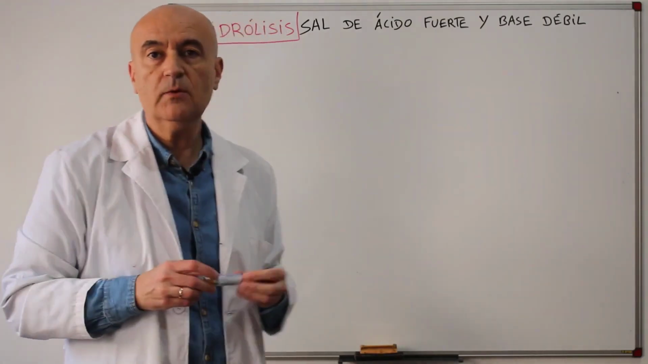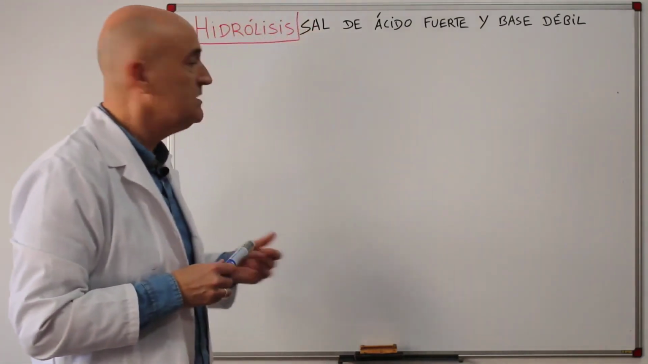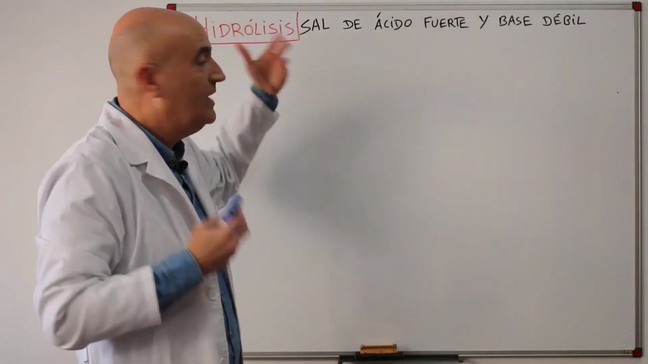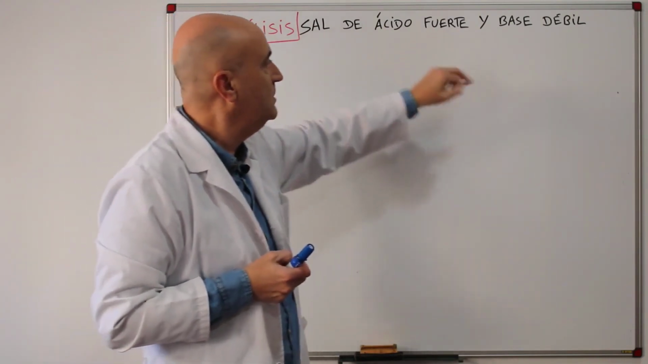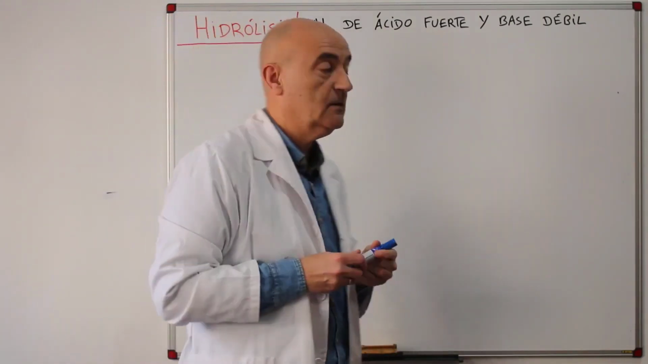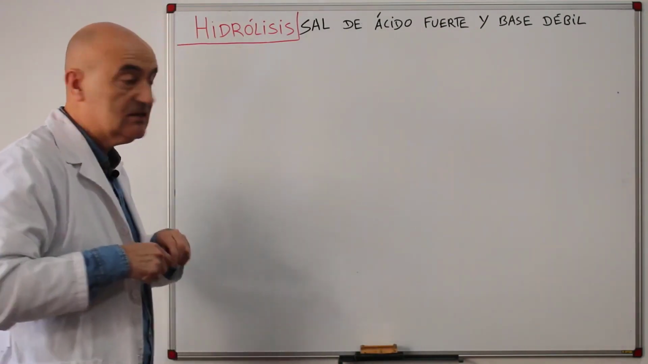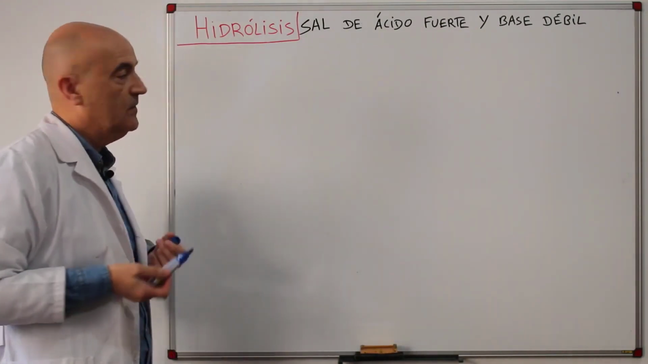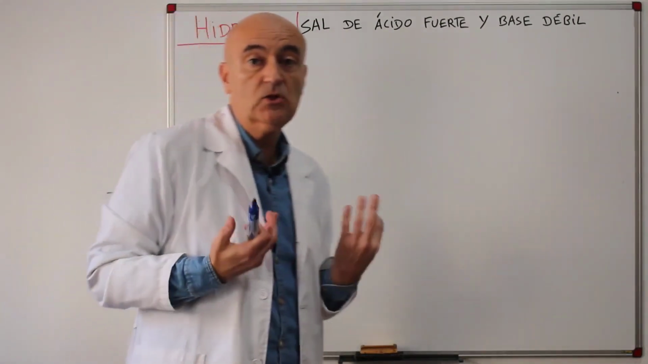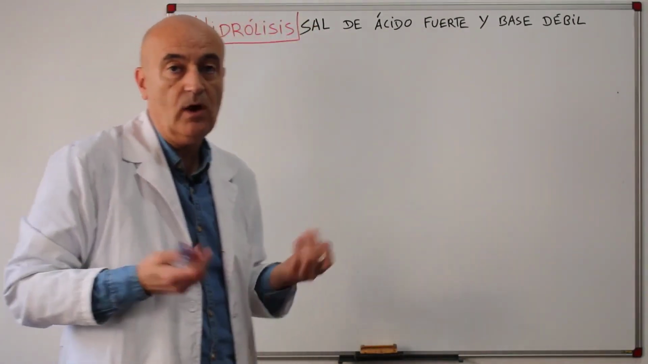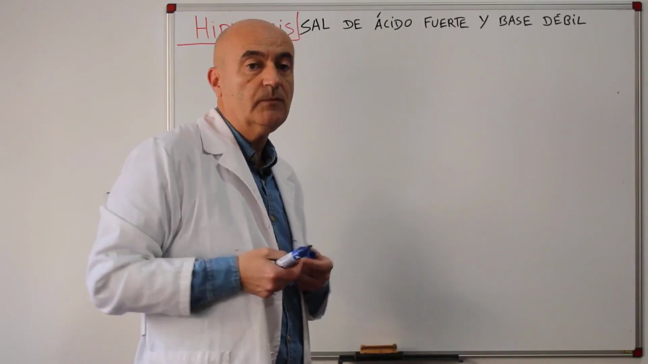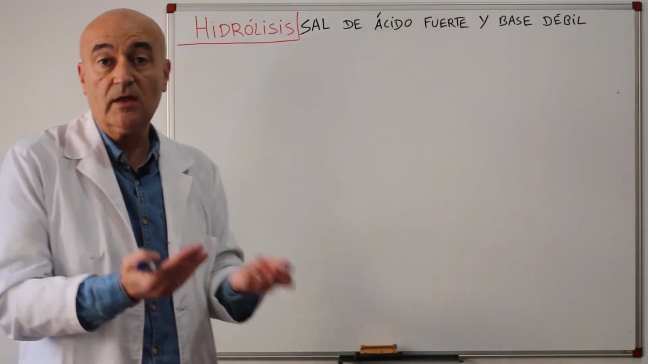Well, let's see another example of hydrolysis. Hydrolysis, in this case, of a salt that comes from a strong acid and a weak base. Remember, the concept of hydrolysis is the reaction of ions that come from a salt with water itself. You know that water is amphoteric and therefore those ions can react with it.